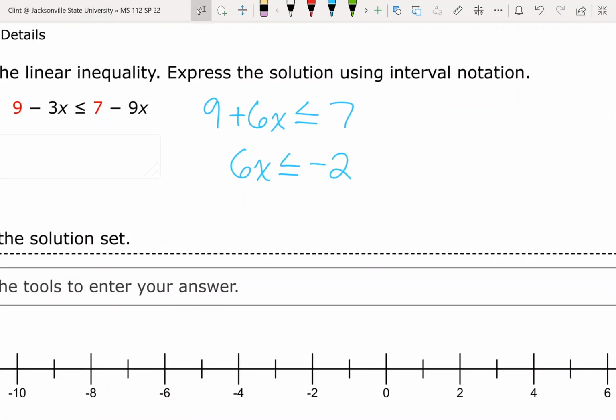It's okay, we don't have to flip. And then divide both sides by 6. If we reduce, 2 will go into top and bottom, so x is less than or equal to negative 1/3.